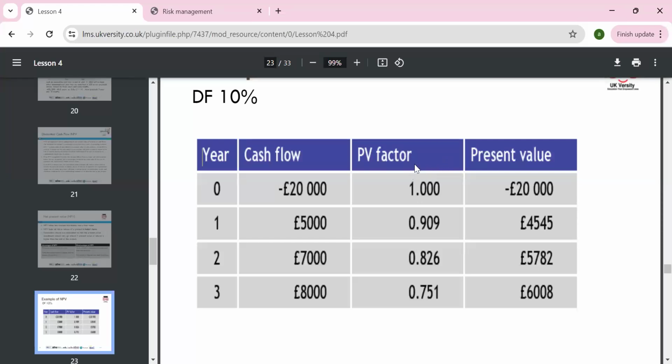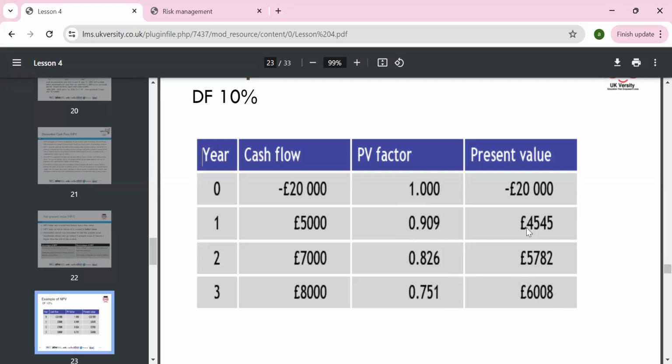If we are discounting by 10%, then 1 divided by 1.1 gives 0.909, and you carry on dividing by 1.1. The 1 is in the formula, and R is the 10% discount rate. So £1 in year zero will drop down to 90 pence, then 82 pence, and in 3 years' time, if you're getting 8,000, its value is about 6,008.